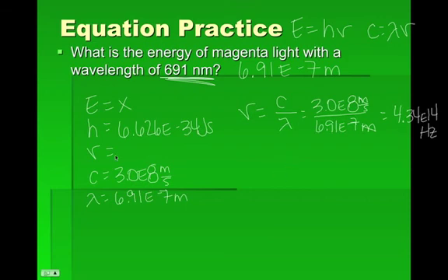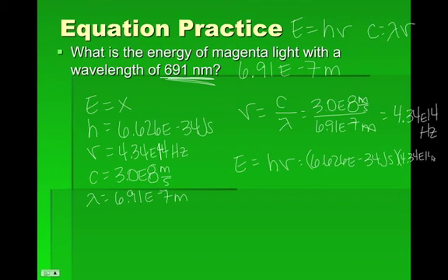So now I'm going to take this number and plug it in right here. 4.34 times 10 to the positive 14 hertz. And so now I work out my energy, which equals Planck's constant times frequency. So that's 6.626 times 10 to the negative 34 joule seconds times 4.34 times 10 to the 14 hertz. The seconds and the hertz will cancel each other out because remember, a hertz is just 1 over a second. And then you multiply these two.